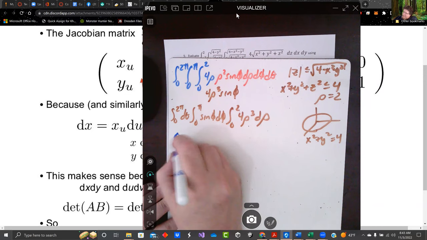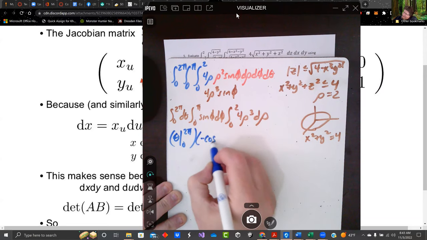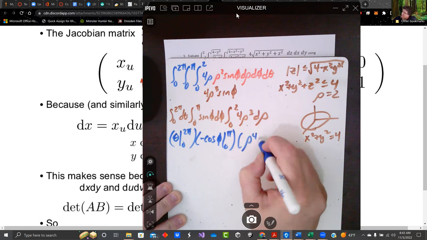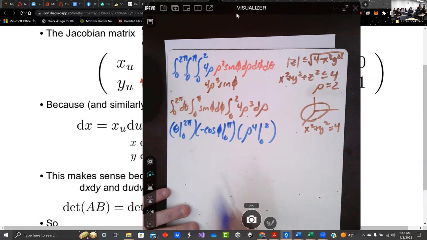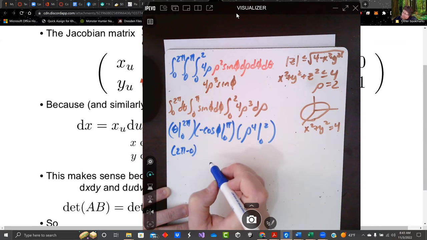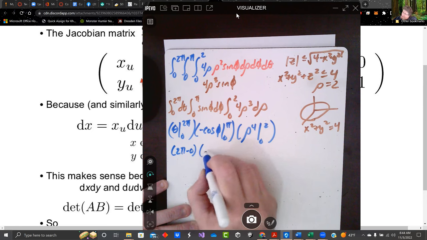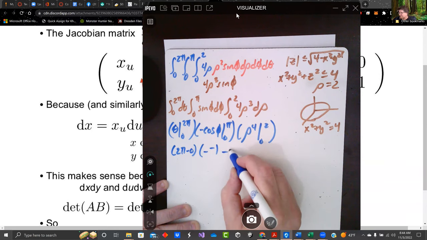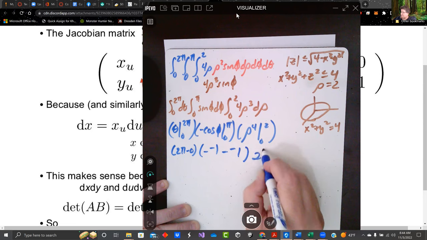So this will be theta from 0 to 2 pi. And it's multiplied times negative cosine phi from 0 to pi. And this is rho to the 4th from 0 to 2. So this is 2 pi minus 0. I've got negative cosine of pi. Cosine of pi is negative 1, so that's negative negative 1. And then I've got minus a negative from the negative cosine. Cosine of 0 is 1. And then we got 2 to the 4th power, minus 0.